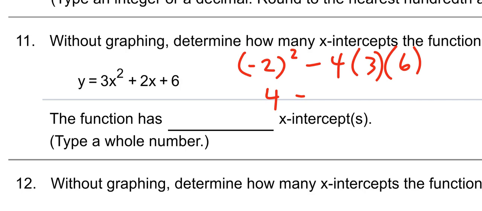72, thank you very much. 4 minus 72 gives me how much? Negative 68.